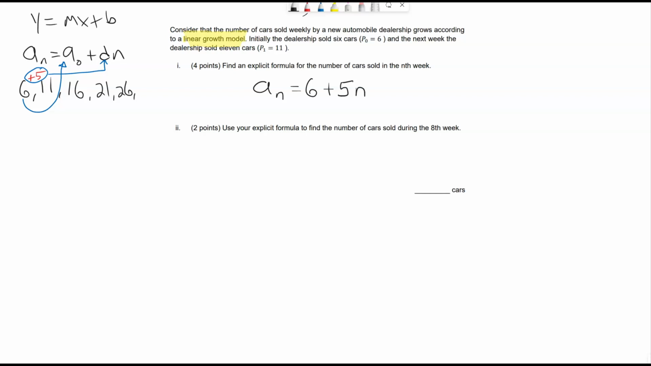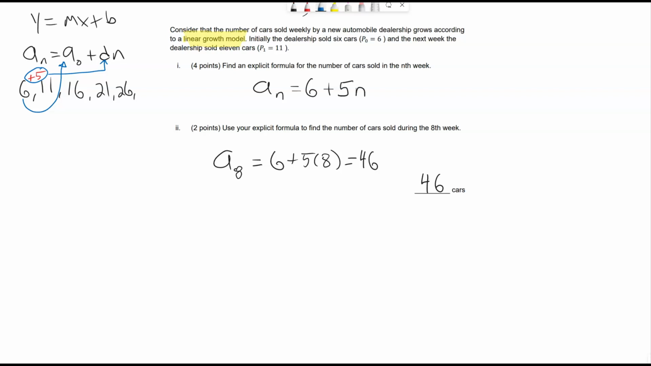We can then proceed with the explicit formula for the 8th week. We have A sub 8, and we're now putting 8 in for the n value. 6 plus 5 times 8. That's 40 plus 6 is 46 cars.